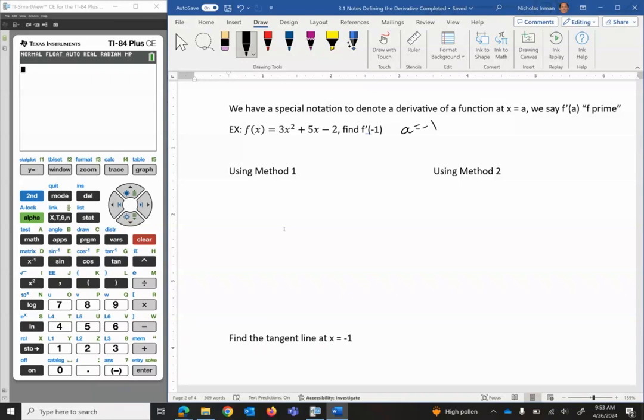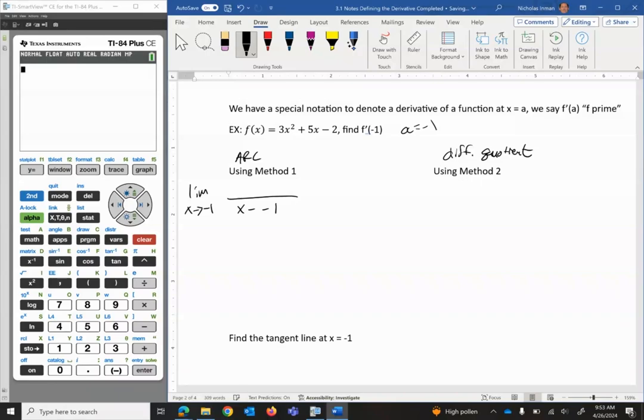All right, so let's see what we can do. So method one, that's the average rate of change method. Method two is the difference quotient. All right, so we're doing the limit as x approaches -1. So on the bottom is going to be x minus -1.